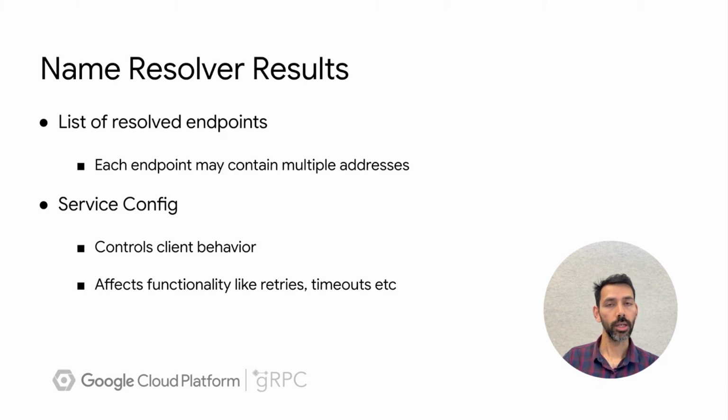Name resolver implementations in gRPC return two key pieces of information to the channel. The first one is a list of resolved endpoints, each of which may have multiple addresses. Each address is typically an IP address and a port. The second piece of information is the service config, which contains various settings that influence the gRPC channel's behavior when communicating with the server. These settings control things like retries, timeouts, and load balancing policy to use, among others.